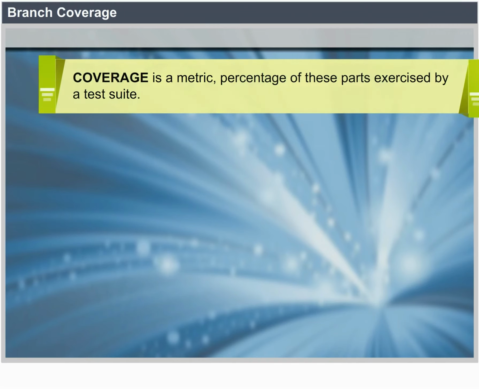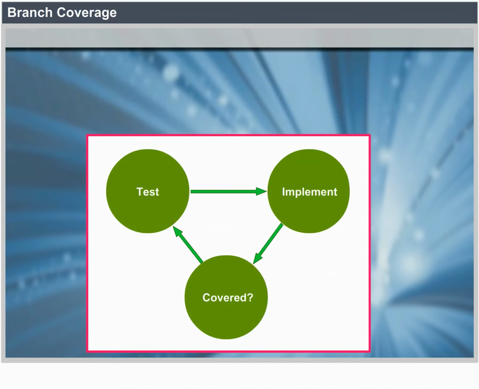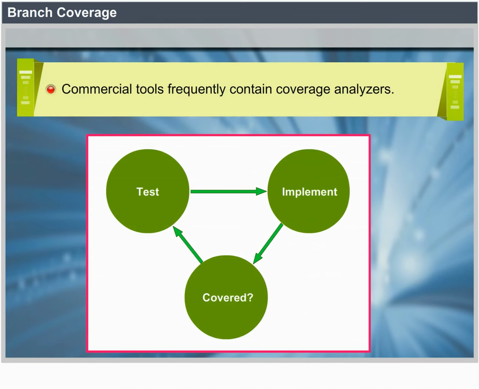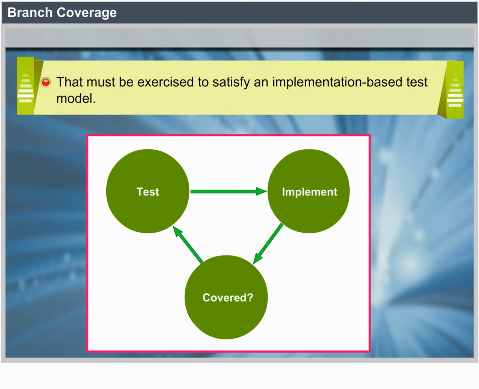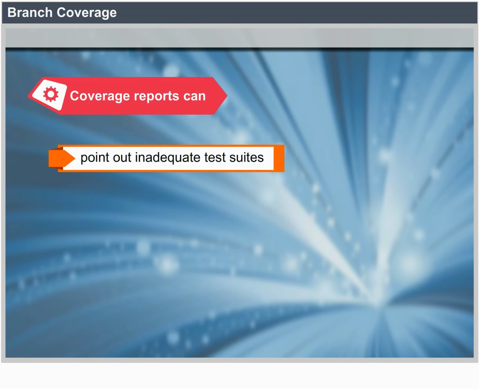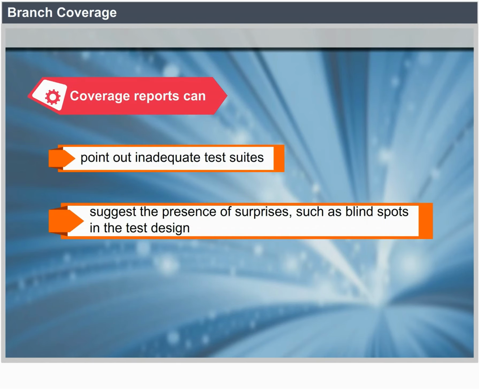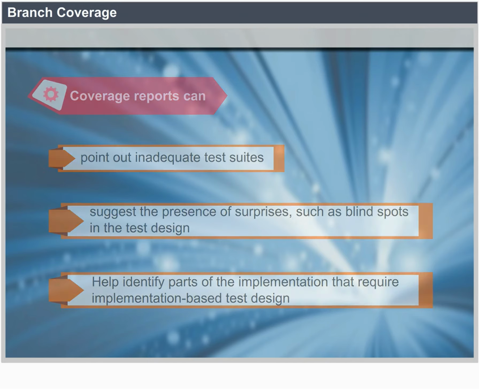Branch coverage. Coverage is a metric: the percentage of paths exercised by a test suite. Commercial tools frequently contain coverage analyzers. A code coverage model calls out the parts of an implementation that must be exercised to satisfy an implementation-based test model. Coverage reports can point out inadequate test suites, suggest the presence of surprises such as blind spots in the test design, and help identify parts of the implementation that require implementation-based test design.